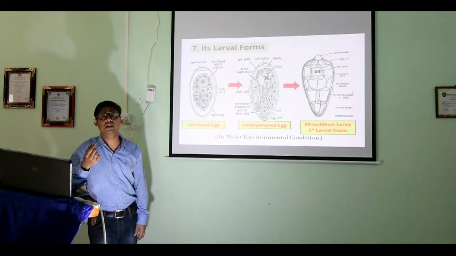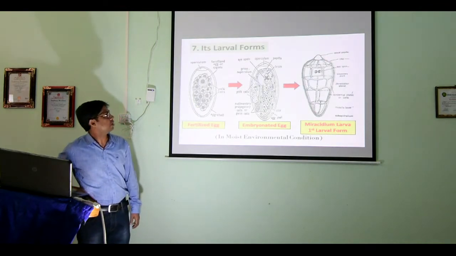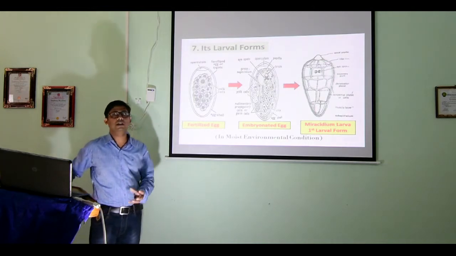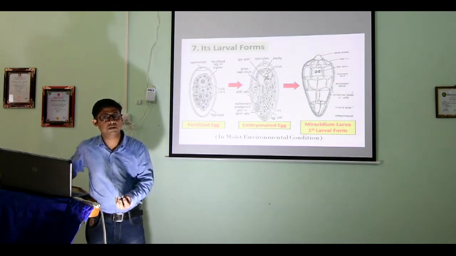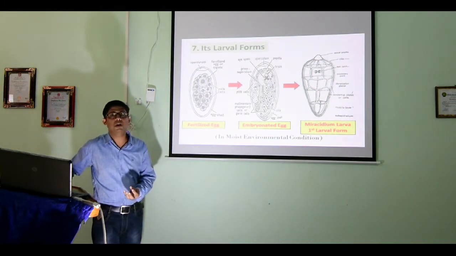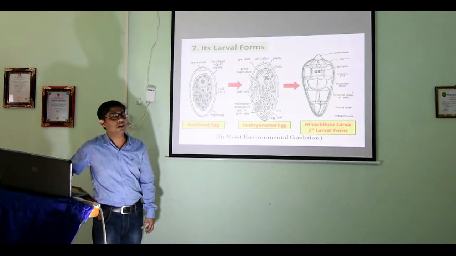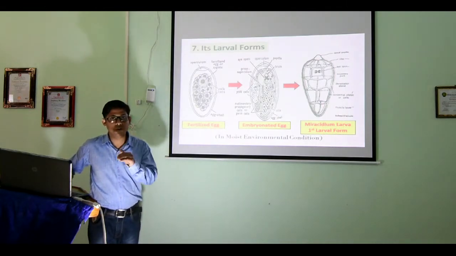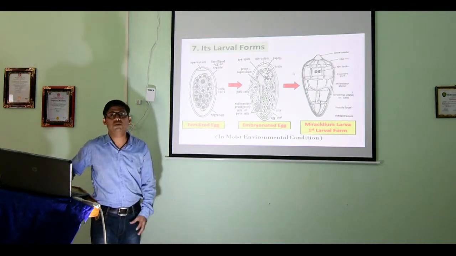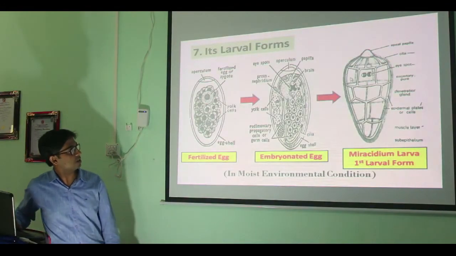So when it gets the adequate moisture content, the zygote will be developed into an embryo, and this embryo will undergo different developments inside the eggshell, and finally it will be developed into the miracidium larva, which will come out of the operculum, which will act as a window. The window will be opened and the larva will come out of the eggshell, and it will be free in the environment. So the miracidium larva, you can see the structure of the miracidium larva.